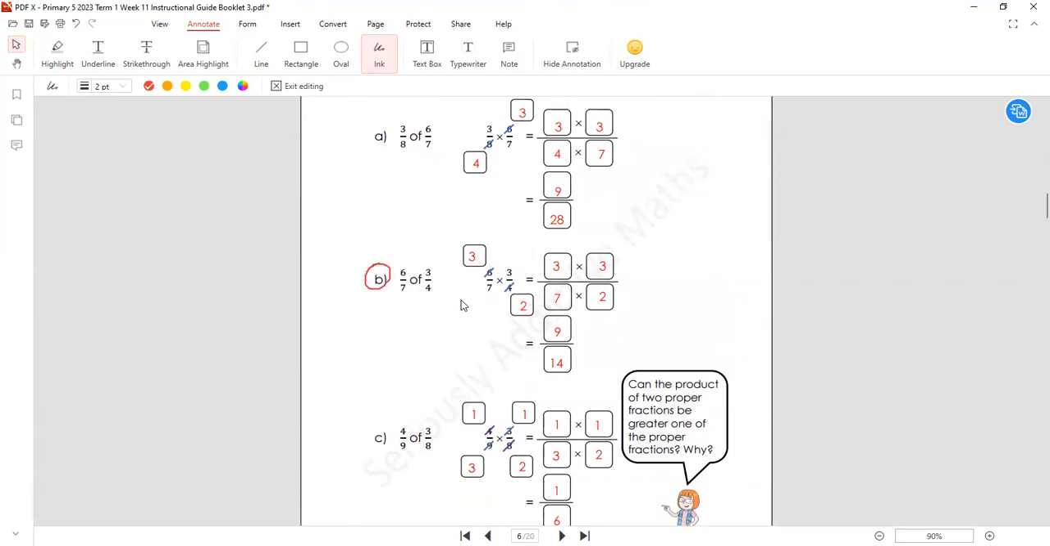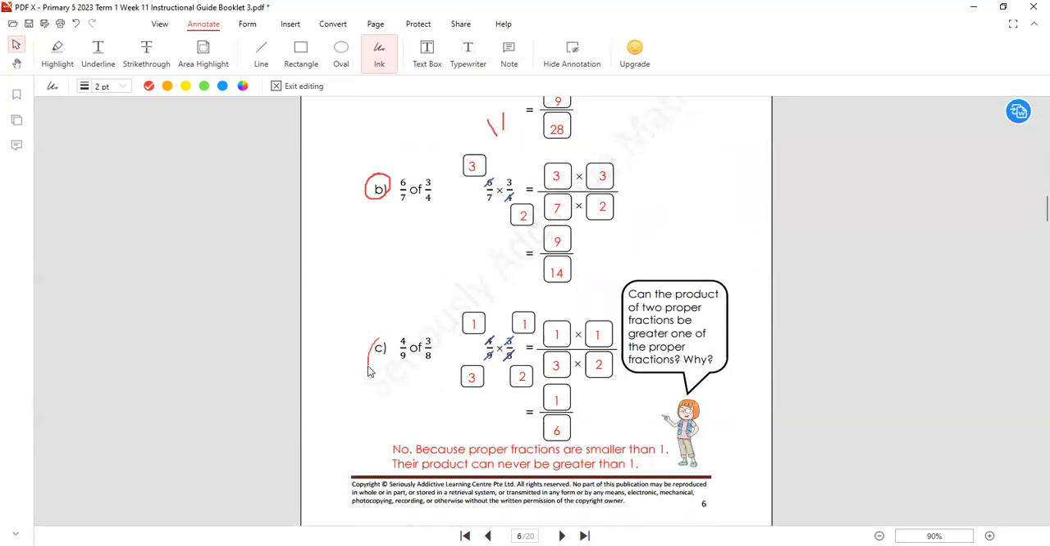So B is 6 out of 7 times 3 out of 4. Get them to check the numerator and denominator first, whether there is a common factor, whether diagonally or vertically. So we will see that there's a common factor of 6 and 4, which is actually 2. So 6 divided by 2 equals 3, 4 divided by 2 equals 2. So do the cancellation of that and write 2.